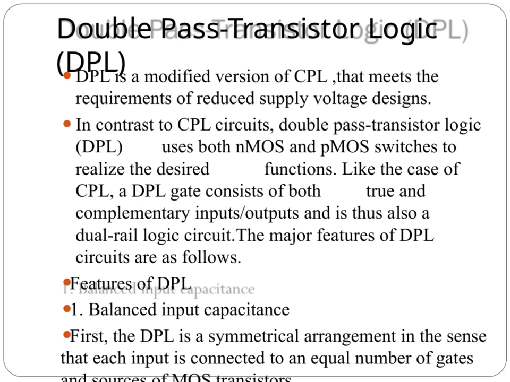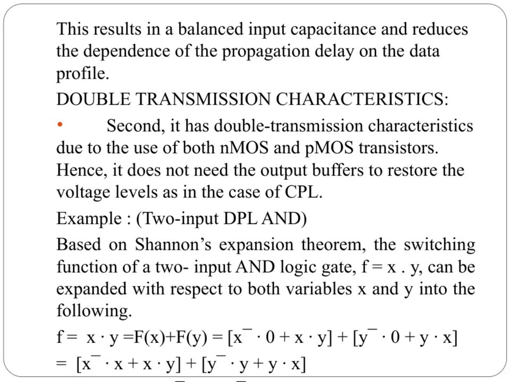Here, we see that this design achieves a balanced input capacitance, which is crucial because it helps minimize how much the propagation delay depends on the data pattern being processed. Essentially, the delay remains more consistent regardless of the input values, which improves overall performance.